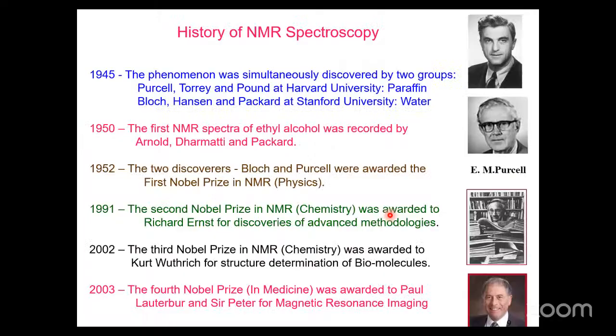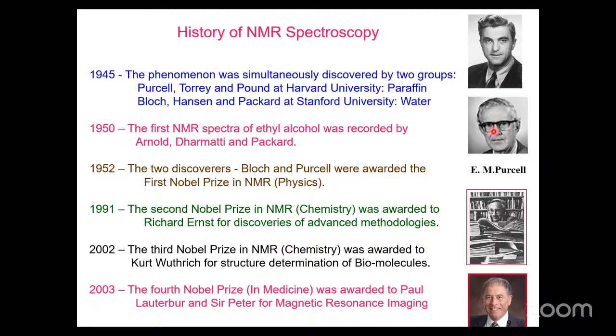Coming to the history of NMR spectroscopy, this NMR phenomenon was first discovered by two groups in 1945. The two groups, one was working at Harvard University and another at Stanford University. One group, headed by Purcell, was working on paraffin, while the Stanford group, headed by Bloch, was working on the water molecule. So both these groups first found the NMR phenomenon.